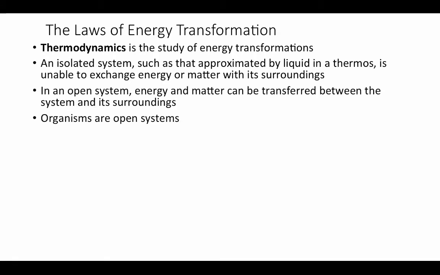In an open system, energy and matter can be transferred between the system and its surroundings. And clearly organisms are open systems, and even ecosystems are open systems because they have a constant influx of energy from the sun. They're going to be releasing radiant heat out into space, and so we can say that the Earth itself is an open system.